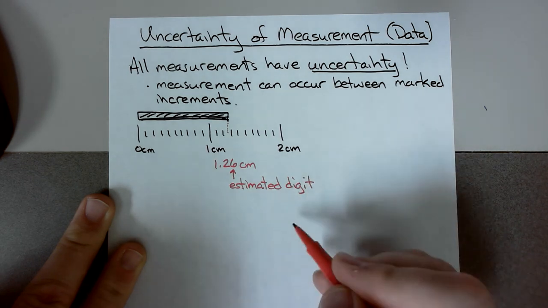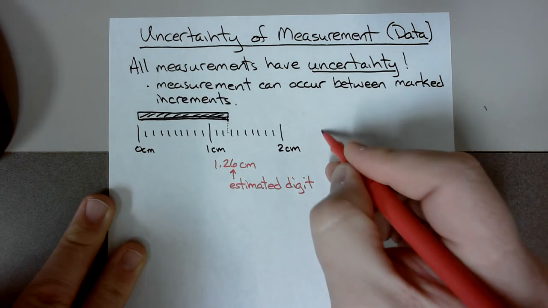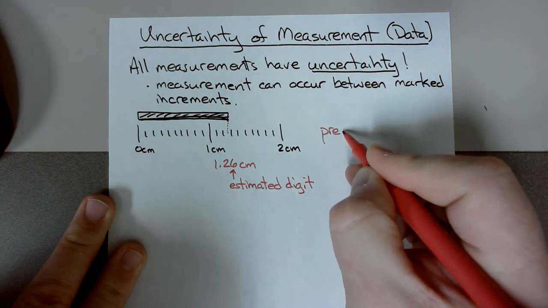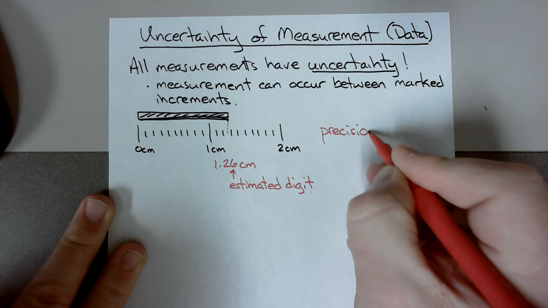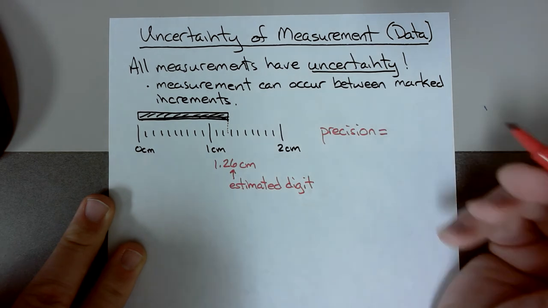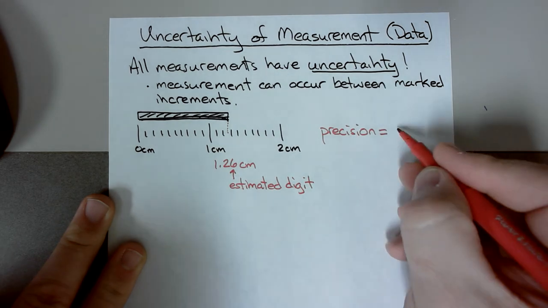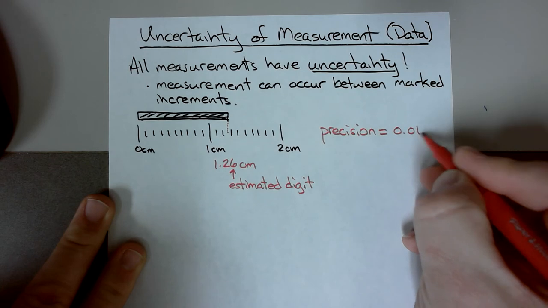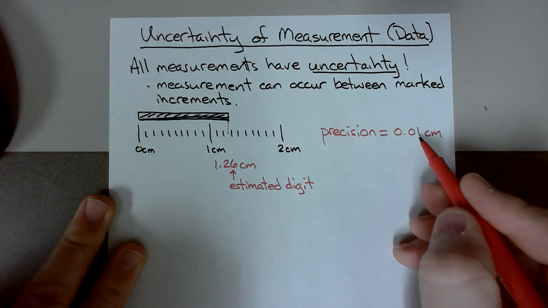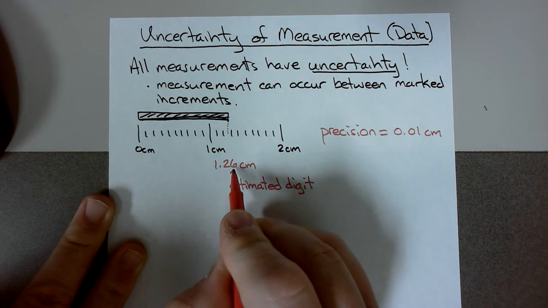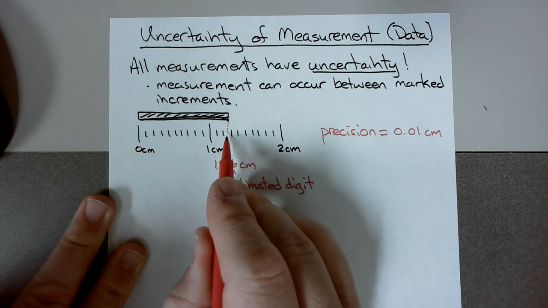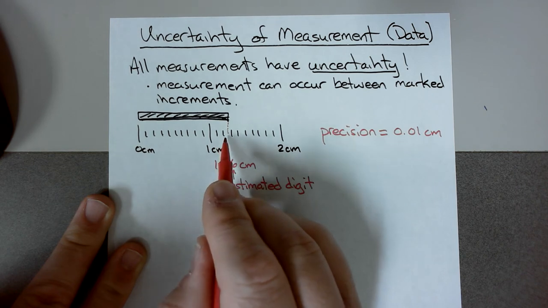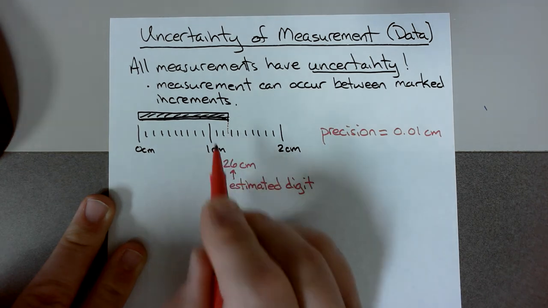And so we could say that the precision of this, or you can measure, the smallest measurement that can be made is to the 0.01 centimeters, which would be 1/100th of a centimeter, because my estimated digit was at the 100th of a centimeter, which is one place beyond the marked increment.